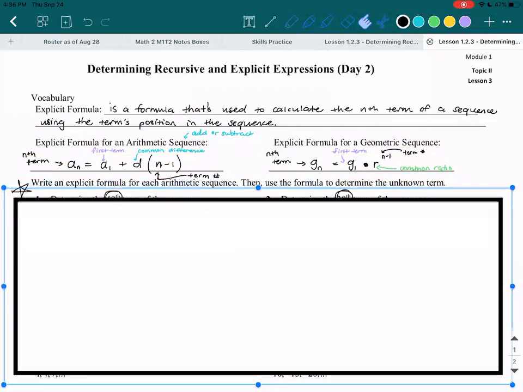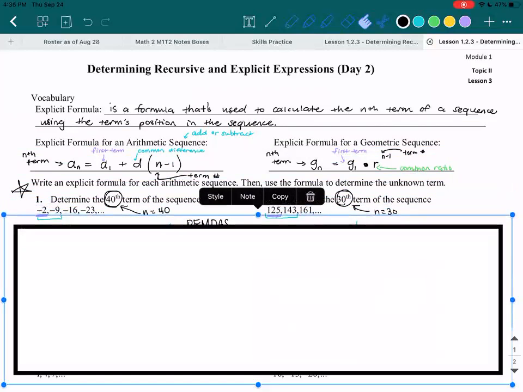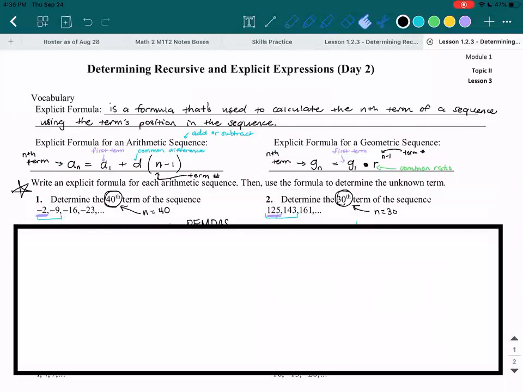Okay, so we're going to write an explicit formula for each arithmetic sequence, then use the formula to determine the unknown term. So take a look at number 1. We're just going to do number 1 first, and I'll guide you through it step by step. Number 1 says determine the 40th term of the sequence. If we're asking for the 40th term, then n is 40. That's why I circled the word 40th, and I wrote n is 40.